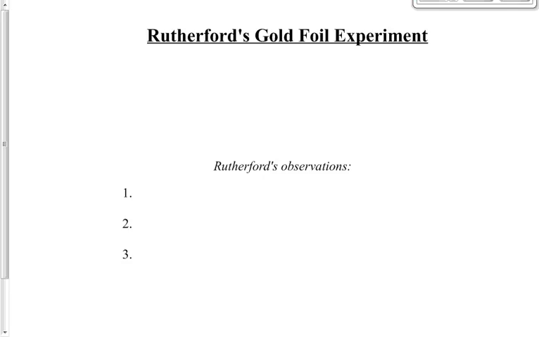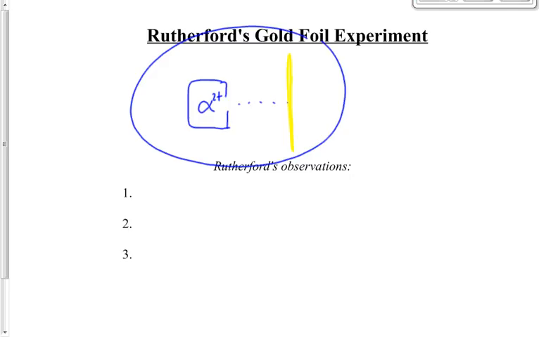Then we fast forward to the Rutherford experiment, the gold foil experiment, where he had essentially a box of radioactive particles that released alpha particles. Those alpha particles were fired at this gold foil, and then he observed where these alpha particles struck the screen. He found that most of the alpha particles did what? Most of them went straight through.